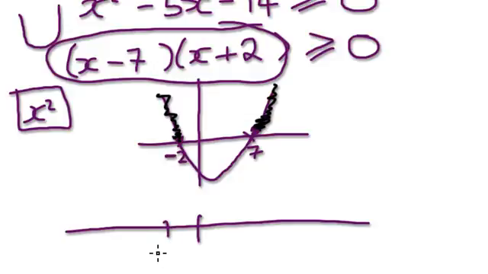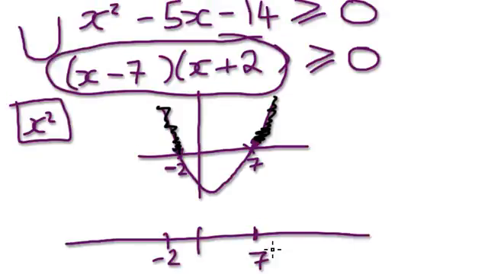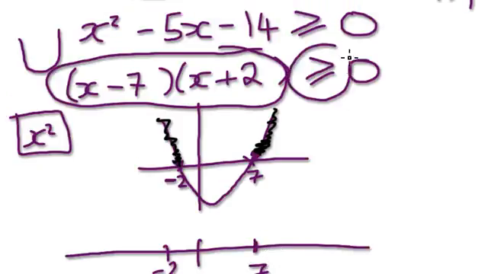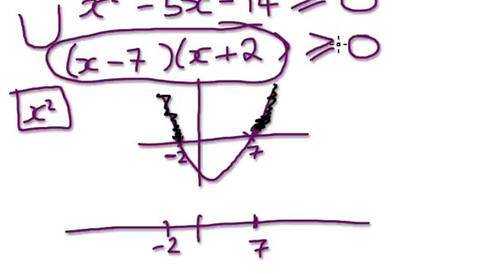Negative 2, sorry, this is negative 2 here. Positive 7. Because of this greater or equal to, because of that or equal to, we can include the negative 2 and the positive 7, and we said that everything in this region will be bad, because we want the whole thing being bigger or equal to 0. So we want everything on the outside. So your diagram will look like this.